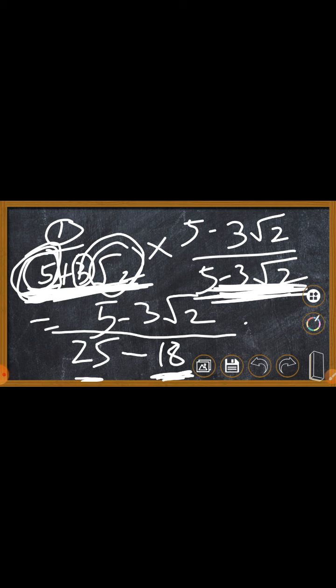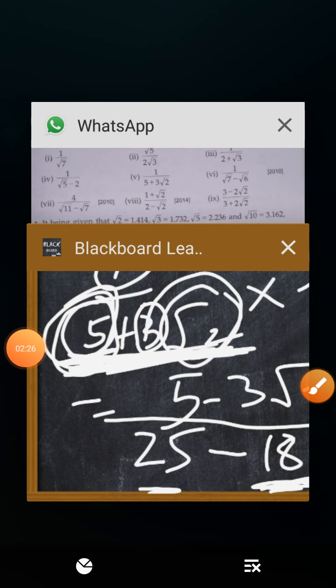Yes. So your final answer will be, let me write at the top 5 minus 3 root 2, because I don't have the space to write it below. Okay, by what is 25 minus 18? 25 minus 18 is 7. Okay, so the answer is 5 minus 3 root 2 by 7. Yes, I hope there's no problem in this one. Let's move on to the next one.